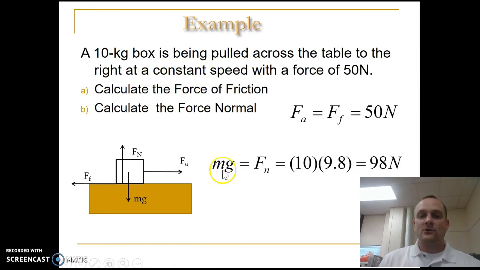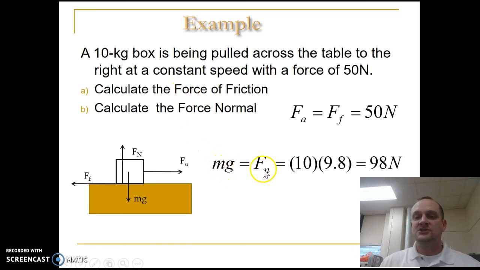Now let's take a look in the y direction. Right now I need to calculate the normal force. Well, the only up force I have is the normal. The only down force I have is mg. And those two things need to be equal to each other. They need to cancel out. They need to be balanced. Again, because I'm moving at a constant speed.